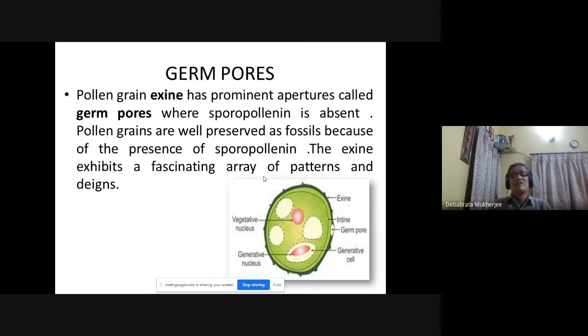Next, the exine is not continuous. It has prominent apertures also. Here in the picture it has been shown. These apertures are called germ pores. Why the pore? Because sporopollenin is absent. Pollen grains are well preserved as fossils because of the presence of sporopollenin. The exine exhibits a fascinating array of patterns and designs. So sporopollenin plays an important role.